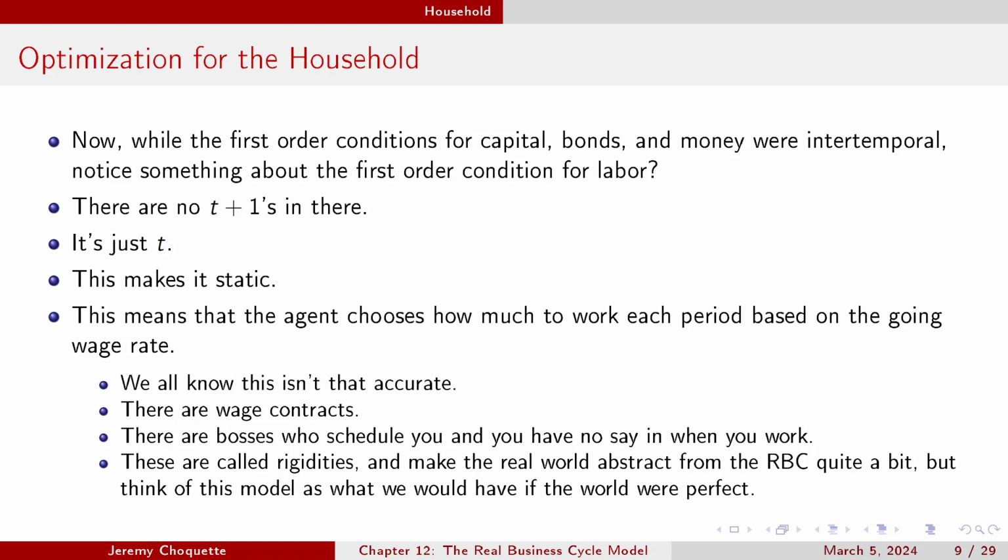This model makes a lot of simplifying assumptions, perhaps too many simplifying assumptions, as we'll learn a little bit later. But a good way to think of this model is how the world would be if it were perfect. So we understand this model isn't going to perfectly fit the data because it makes perhaps too many simplifying assumptions, but it's at least enough realistic assumptions that maybe it can fit the data in response to certain types of shocks.